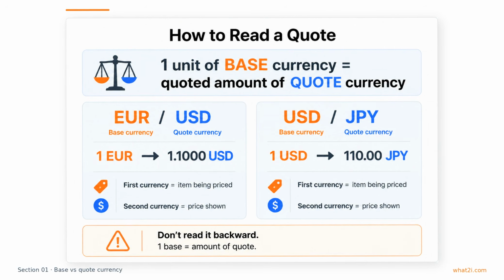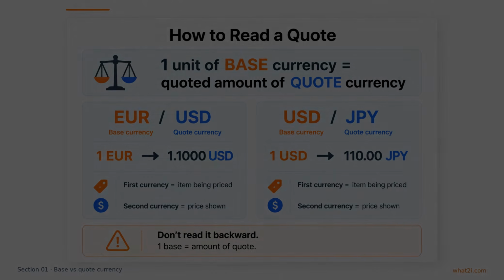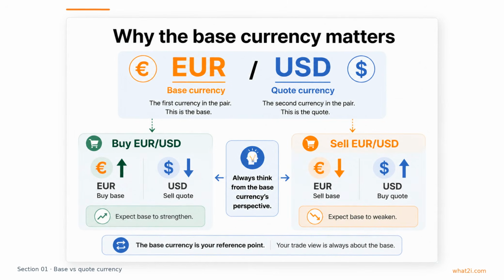The easiest way to read any pair is to say, one base equals this amount of quote. If you keep that sentence pattern in mind, most confusion disappears. Many beginner mistakes come from reading the quote backward, so always start with the first currency. Once you understand the quote, the next step is understanding what a trade means.